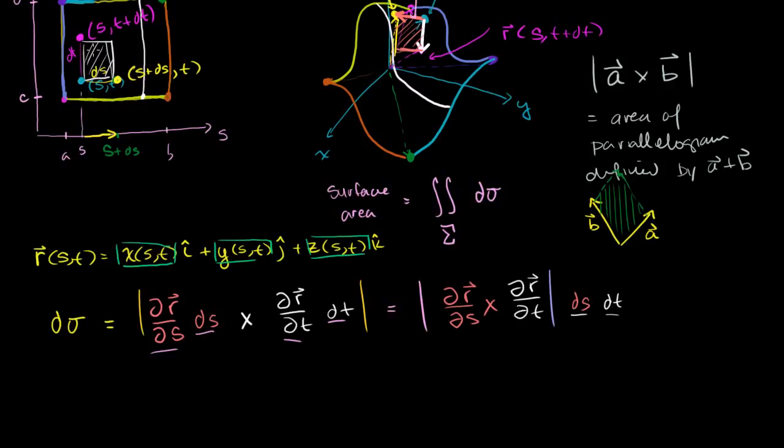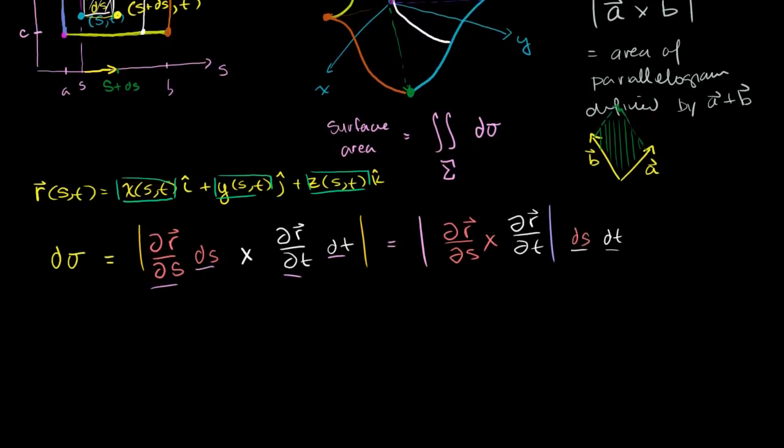If we multiply this times the cross product of the partial derivatives, this times this is going to give us this area. So if we summed up all of this times this over this entire region, we will get all of the parallelograms in this region. We will get the surface area.